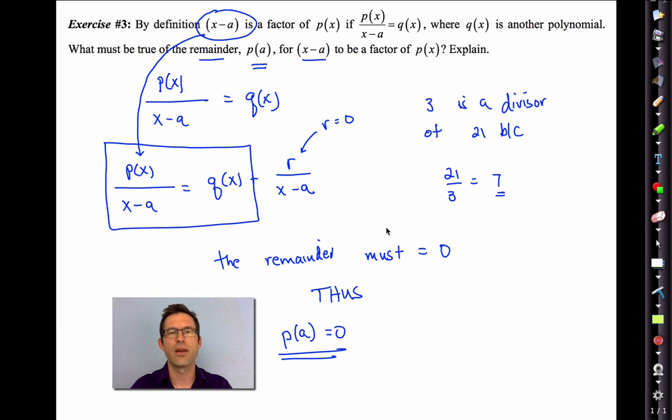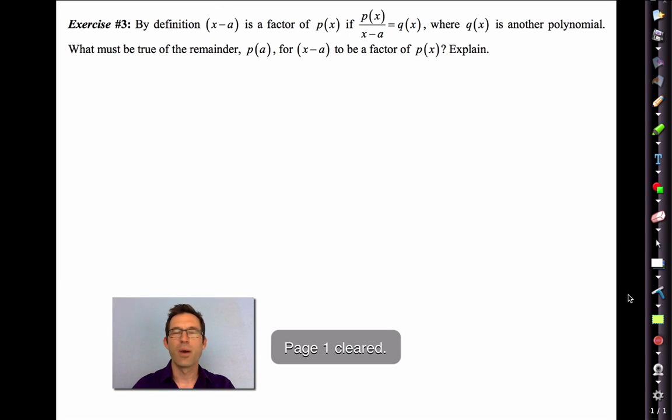Pause the video now, write down anything you need to, and then we'll take a look at how to use this. And maybe I won't be so confusing.